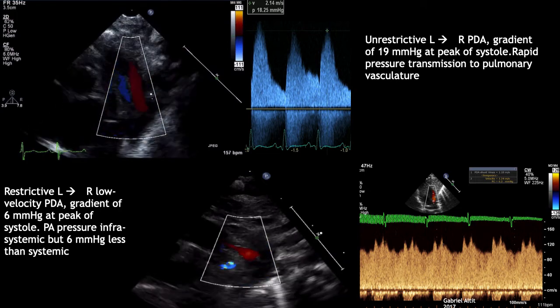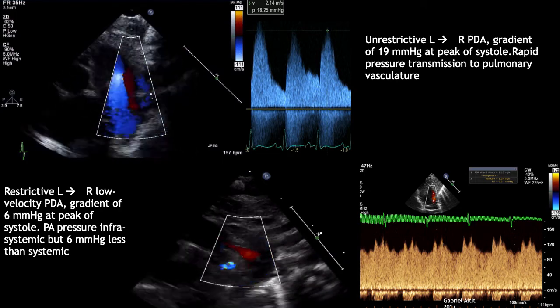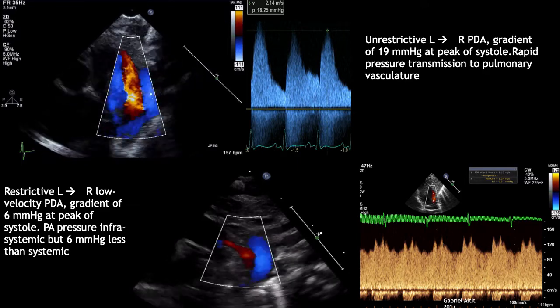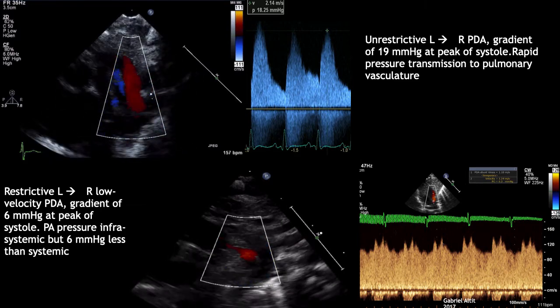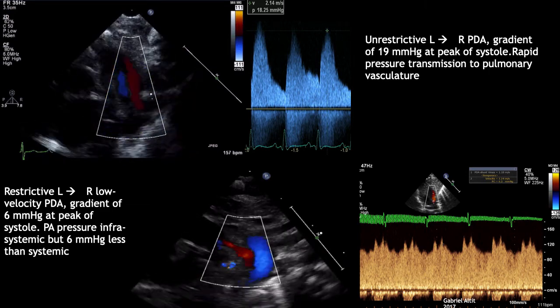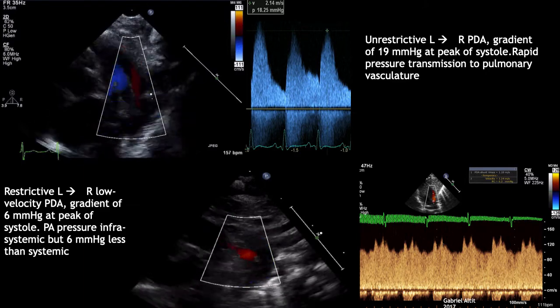Similarly, on the upper panel, you can see a very large unrestrictive ductus that is left to right. We have the pulmonary artery on top and the descending aorta on the bottom, and you have these three little legs, and the red one is the left to right shunting via the ductus. The Doppler profile shows that there's very rapid equalization of an unrestrictive duct. So although the PA pressure is slightly below the aortic pressure, there's rapid pressure transmission to the pulmonary compartment. On the bottom, you can see that it's a very low velocity on a restrictive PDA, so it tells you that the PA and systemic pressures are in a similar range.